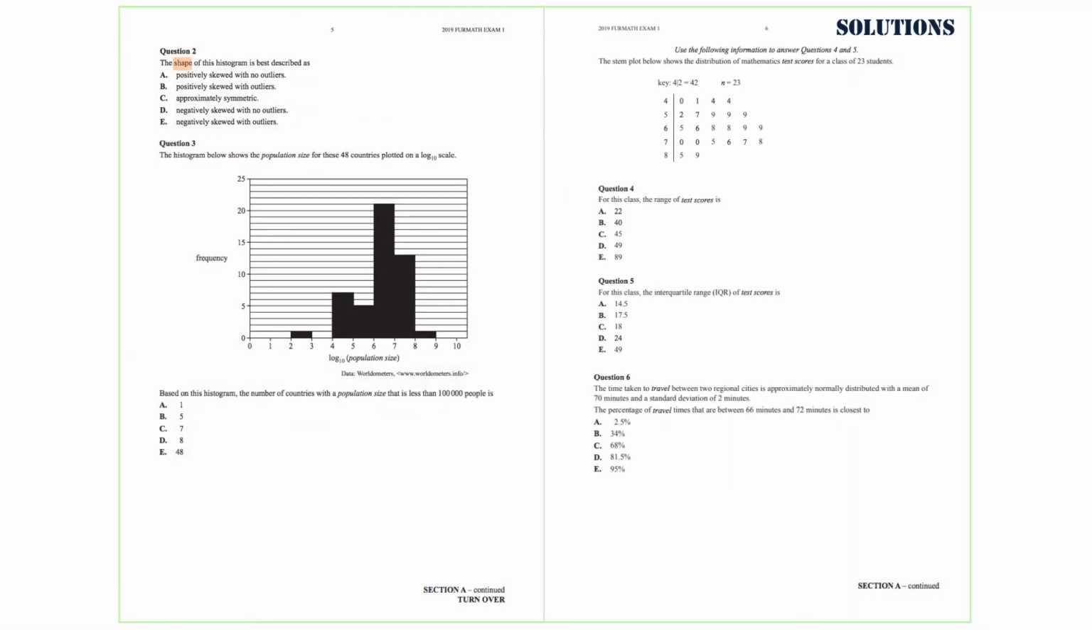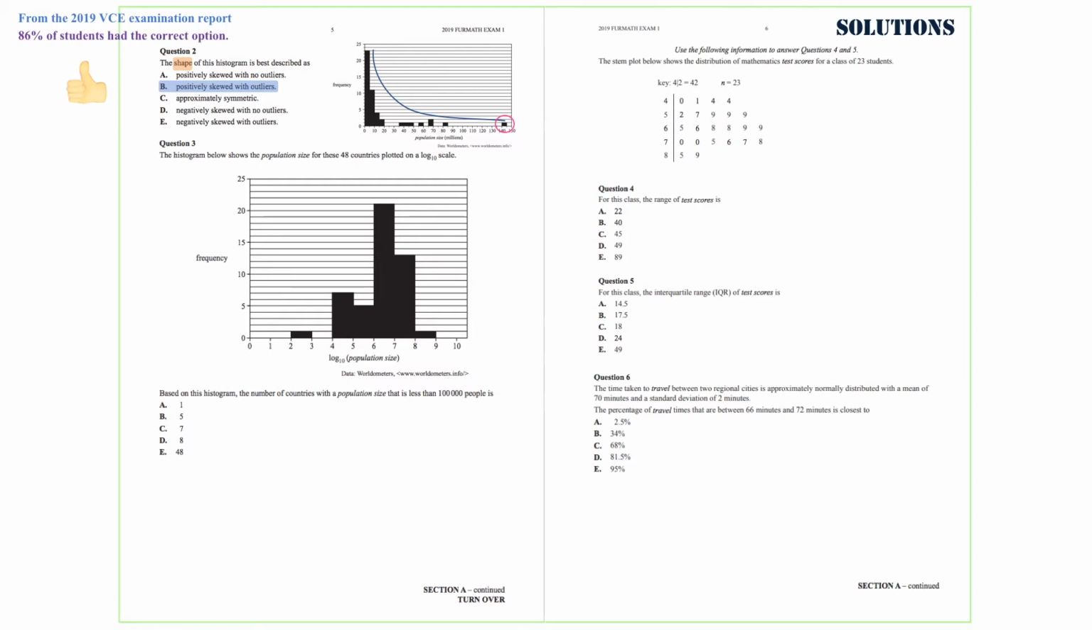In question 2, we are asked to determine the shape of this histogram. If we draw a curve following the data, we can see that this is positively skewed and there is an outlier. So the answer we are after is option B. From the 2019 VCE examination report, 86% of students had the correct option.